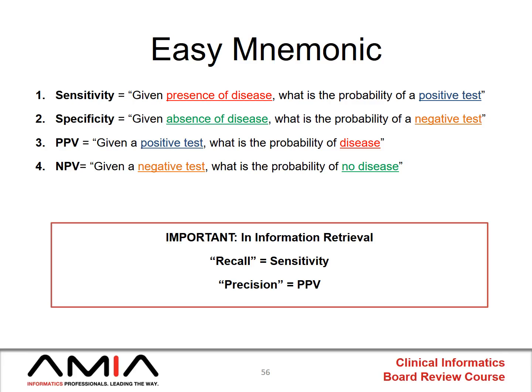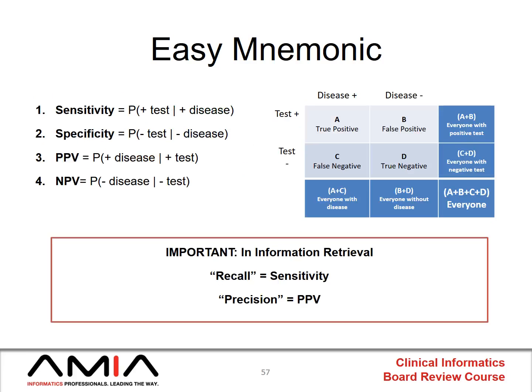Also, you have to remember that two of these things, sensitivity and positive predictive value, have analogous terms in information retrieval. That recall is the same thing as sensitivity, and precision is the same thing as positive predictive value. This is those same four conditional probabilities written in our vertical pipe notation. I would just commit these to memory.